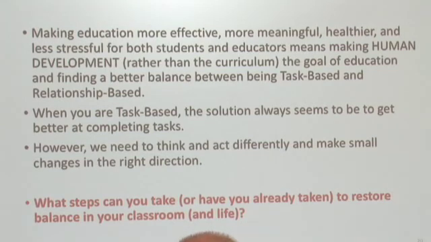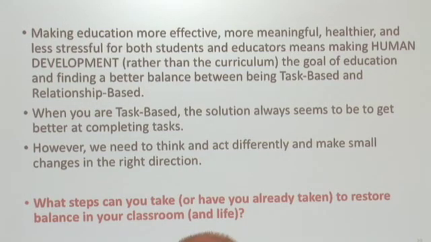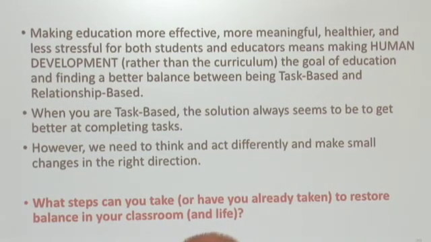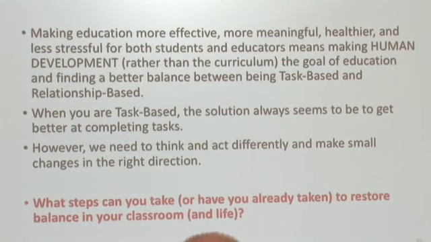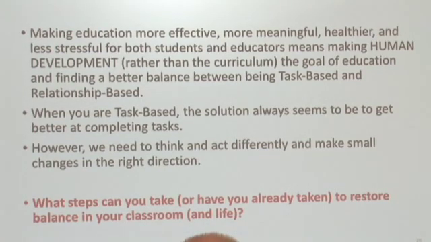Expectations, and asking yourself, are you measuring up? Are you successful? You won't be successful unless you acquire these skills and measure up. That seems to be growing more and more even in the last 3 years. Remember, like I said, the tricky part is when you're task-based, the solution always seems to be completing more tasks.